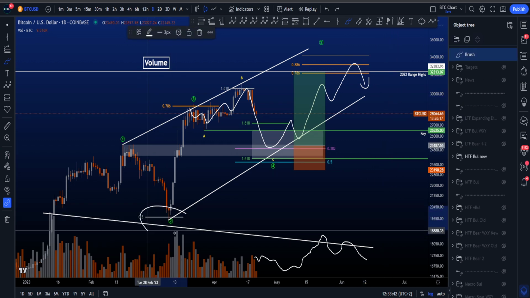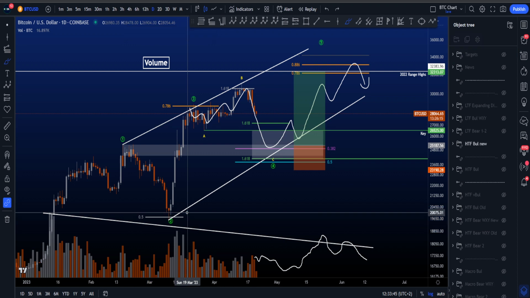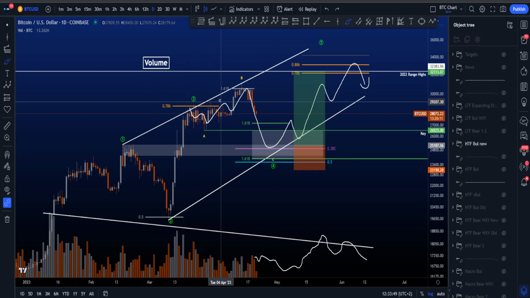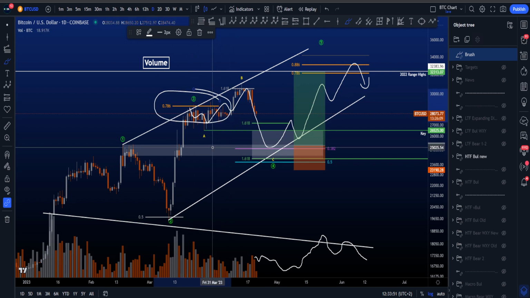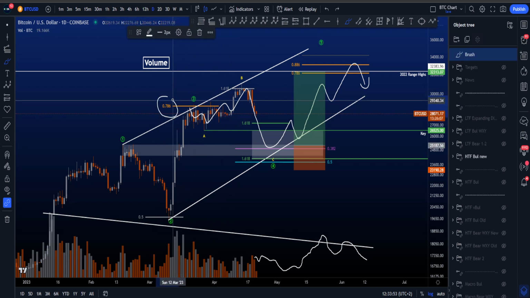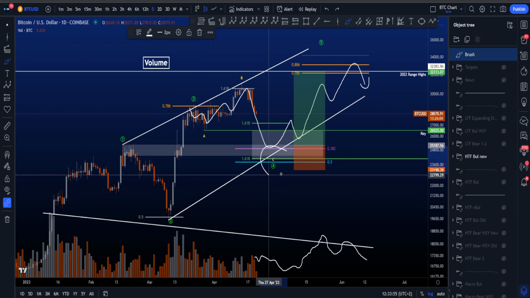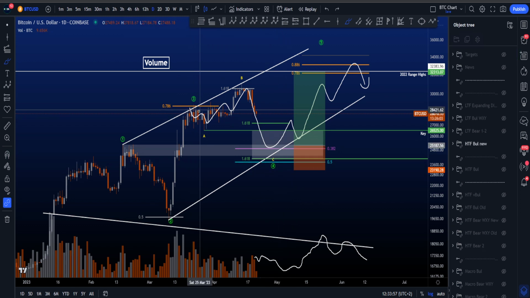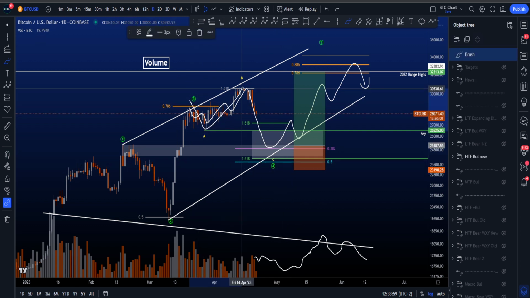Now if you look at this wave 2, it bounced on the 0.5 Fibonacci, which is fine. It's a rare target for a wave 2 in a diagonal, but absolutely valid. Wave 3 hit the common target for wave 3 in a diagonal, which is the 0.786. Then in this wave 4, which is still ongoing, we have an expanding flat. So that's an A, B, C.